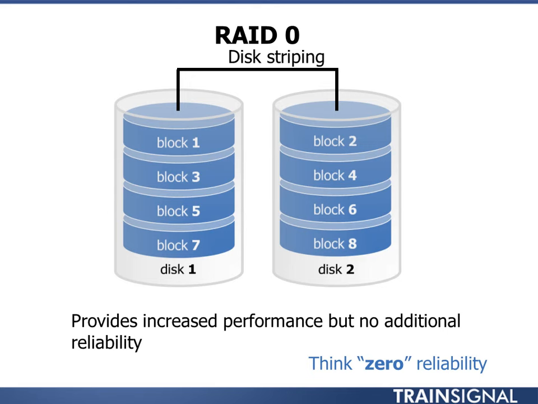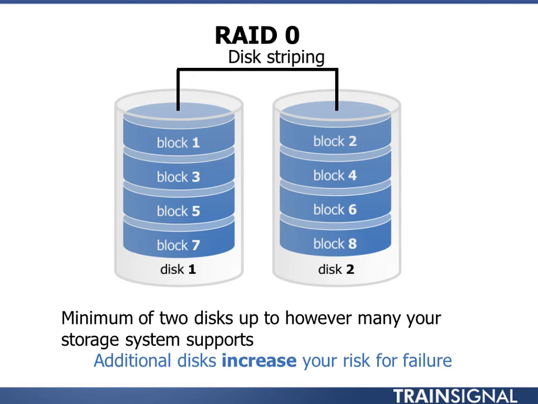There's no mirroring, no secondary data. There's no parity, anything like that. You just write the data, read the data one-to-one. If I should lose disk 1 here, I lose half my data. If I have 10 disks in a stripe and I lose one, I lose 10% of my data, and I have to rebuild the stripe set and restore the data from a backup. So again, better performance, but no reliability. Minimum of 2 disks, obviously. If it's only 1 disk, you're not striping, up to however many your storage systems support.